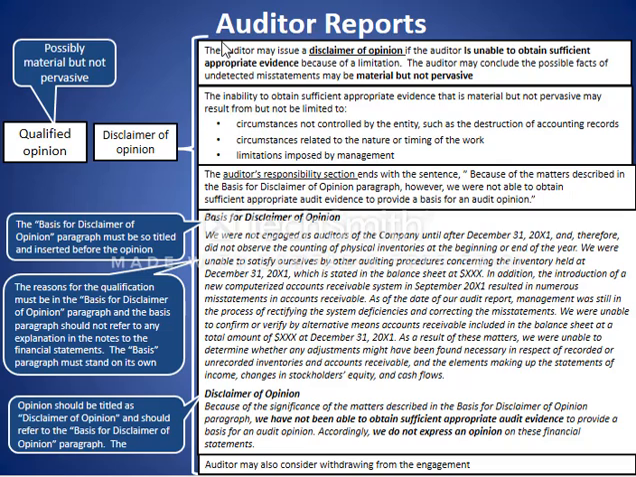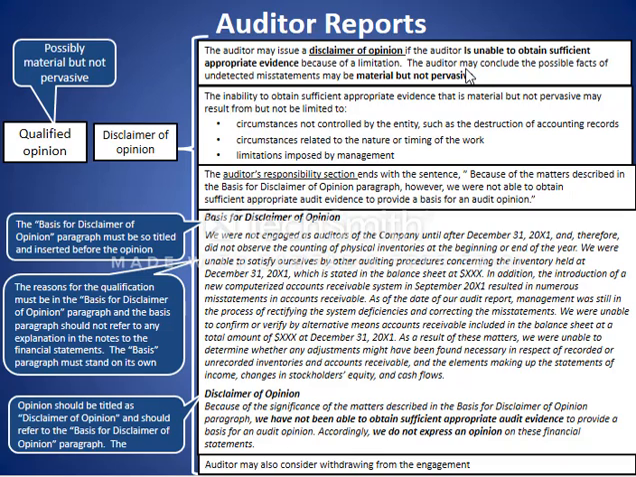So let's go over the definition or the explanation here. An auditor may issue a disclaimer of opinion, which again is a qualified opinion. So the auditor may issue a disclaimer of opinion if the auditor is unable to obtain sufficient appropriate evidence because of some type of limitation. So the auditor can't come up with enough evidence to reach a conclusion.